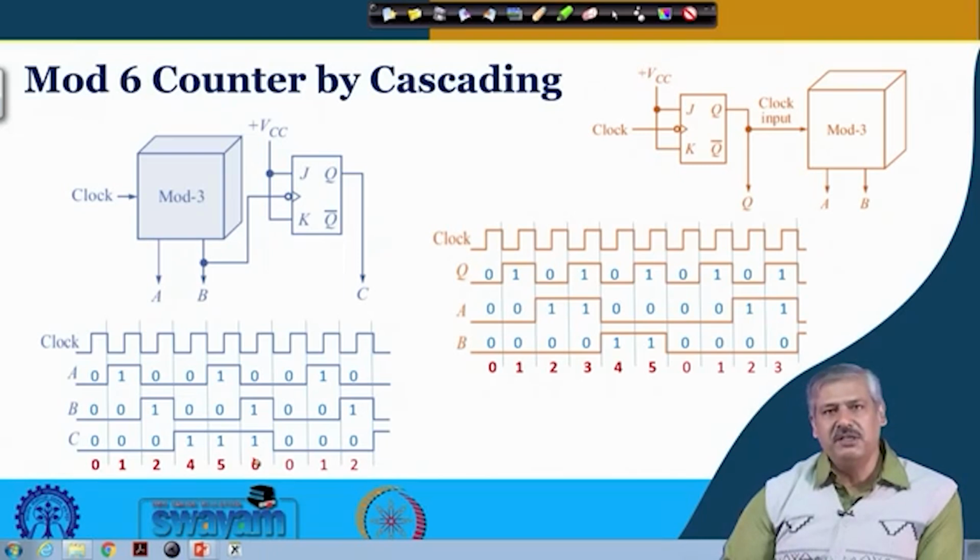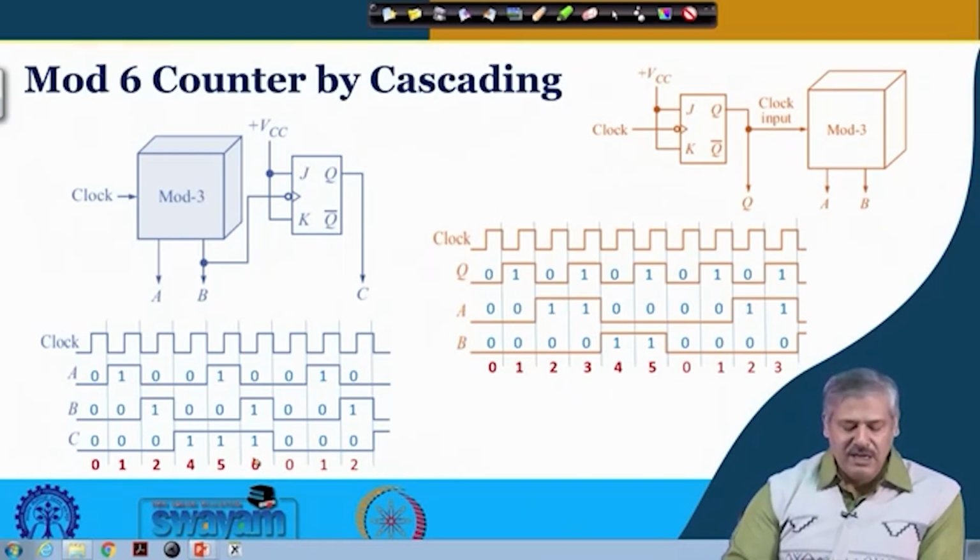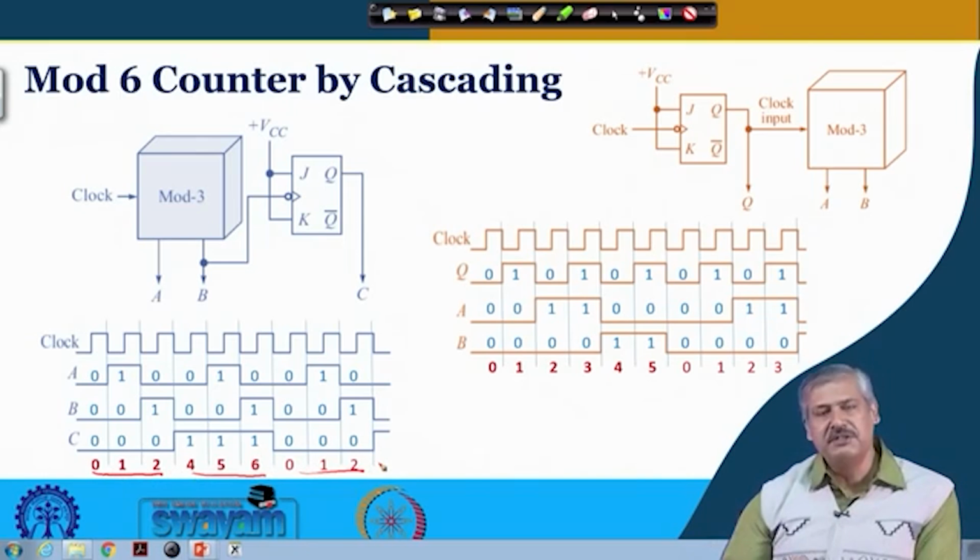So, what does it mean? It is a mod 6 counter, according to the definition of the modulo number of the counter. What are the counting states? 0 1 2 4 5 6, again 0 1 2 4 5 6. This is the way it will continue. Is it fine?